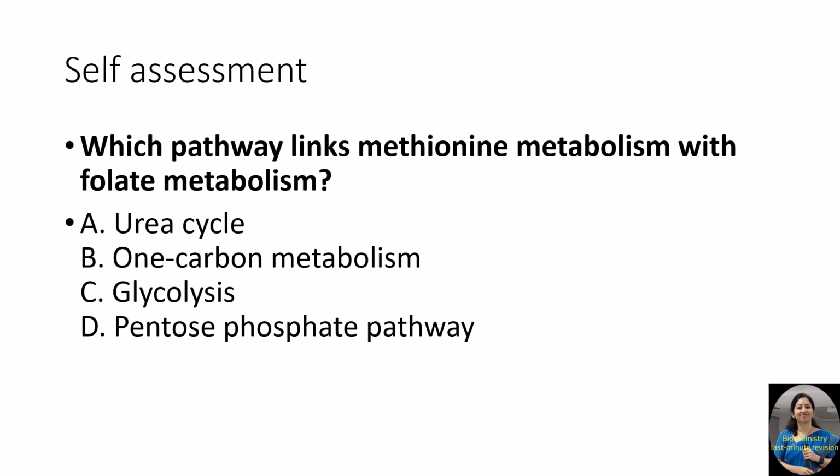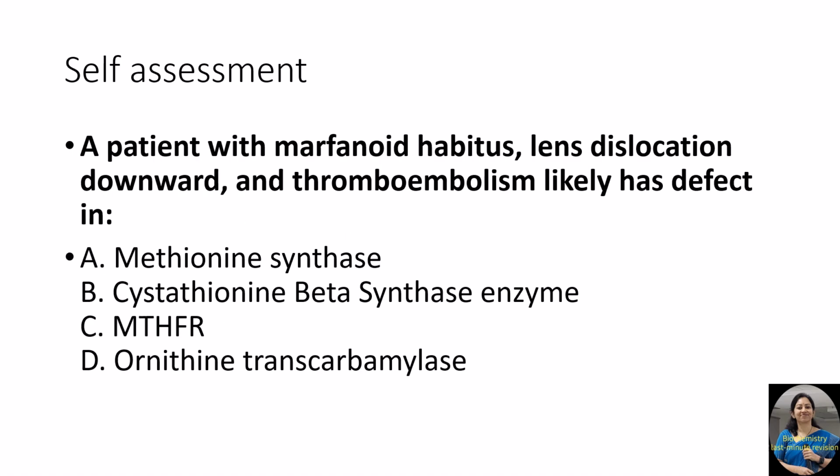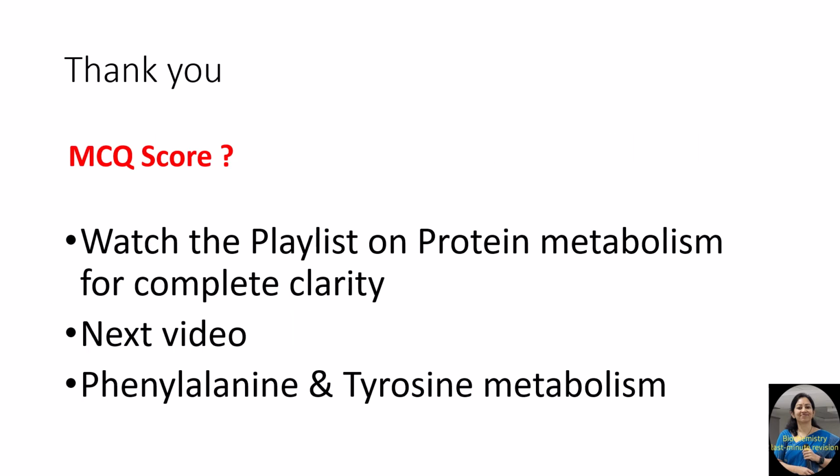Which pathway links methionine metabolism with folate metabolism? 3, 2, 1, and the answer is one-carbon metabolism, which is involved in carrying the methyl group from tetrahydrofolate. A patient with marfanoid habitus, downward lens dislocation and thromboembolism likely has a defect in, the answer is cystathionine beta synthase. So this was all about the self-assessment part.